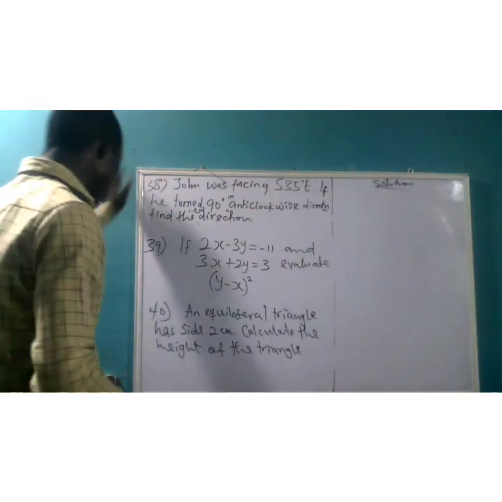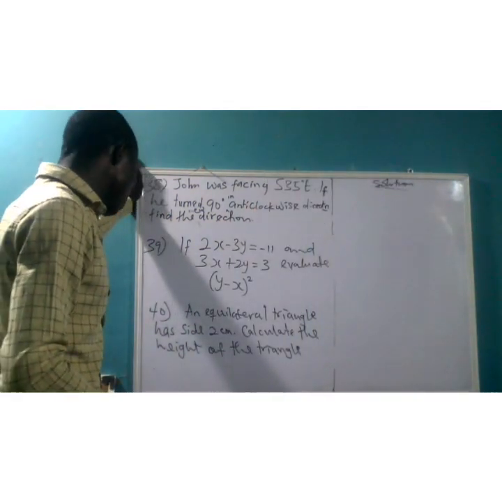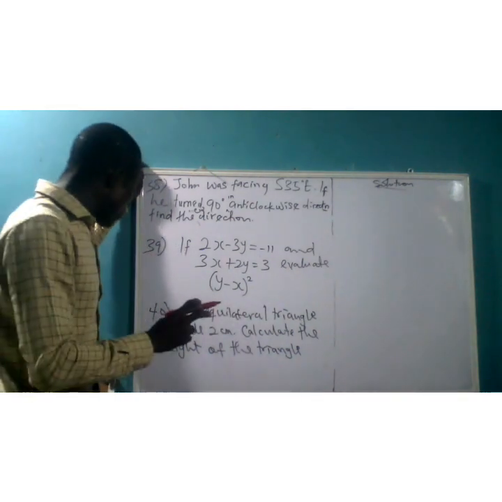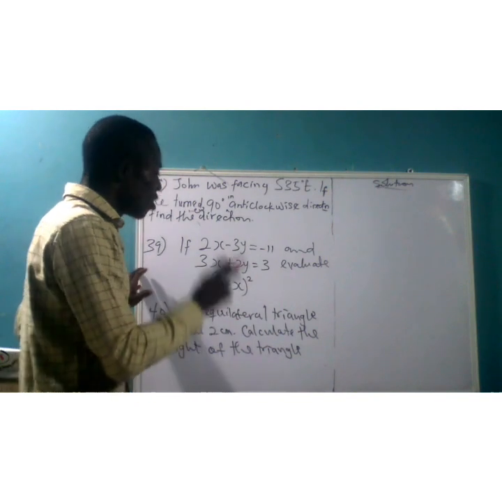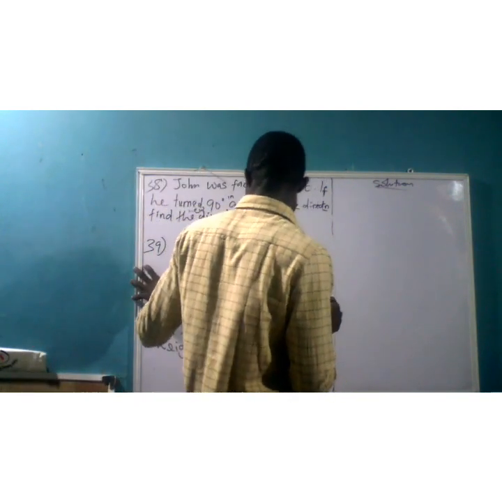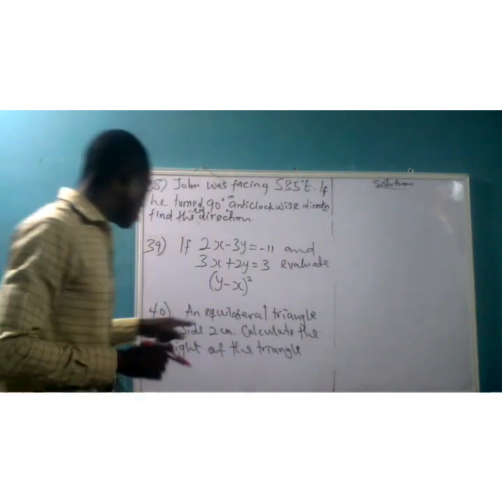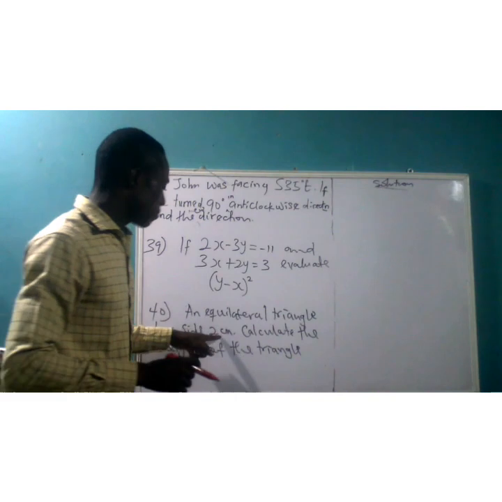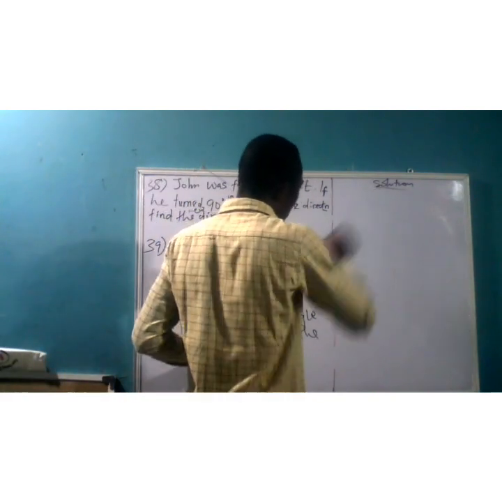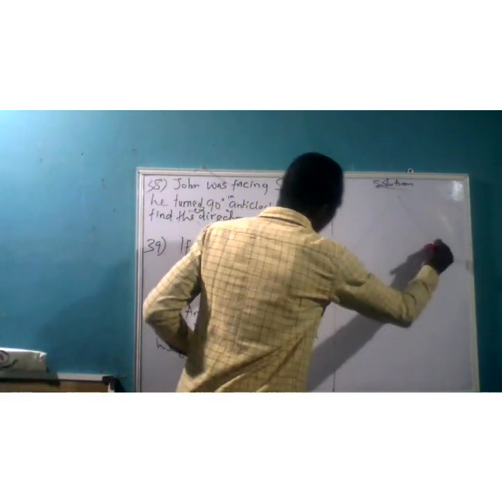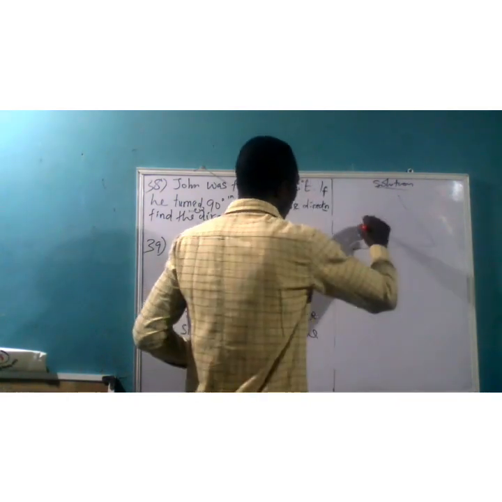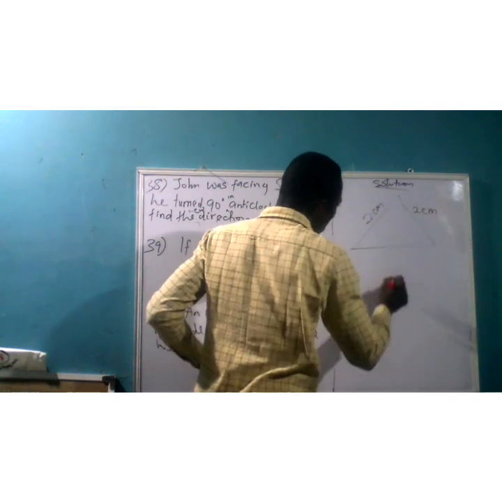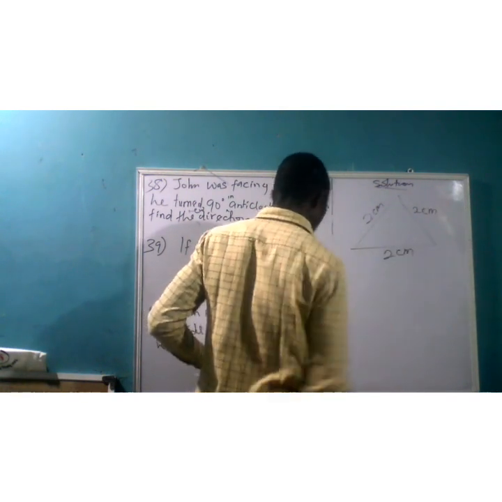Now let's take question number 40. An equilateral triangle has side 2 cm. Calculate the height of the triangle. Now, one of the properties of an equilateral triangle is that it has all its sides equal. Okay? And since we are given that the side of the equilateral triangle is 2 cm, therefore we can say that if this is the equilateral triangle, this side will be 2 cm, so also this side will be 2 cm, and this side also 2 cm.